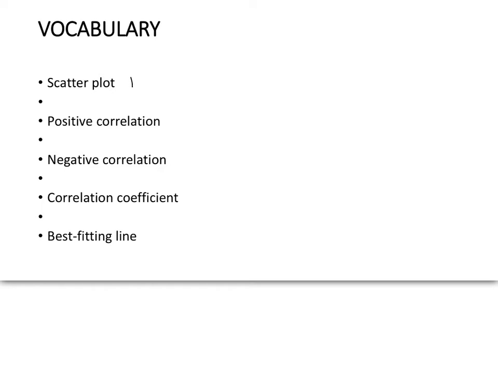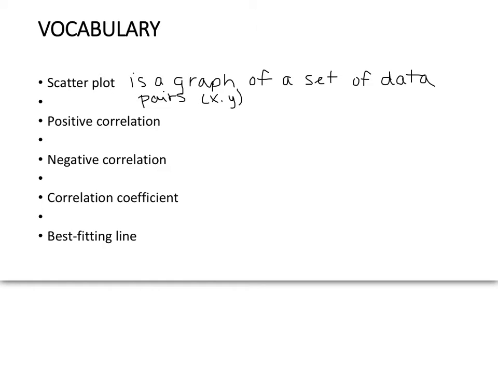So a scatter plot is a graph of a set of data pairs, x, y. Right? A positive correlation is when y tends to increase as x increases.